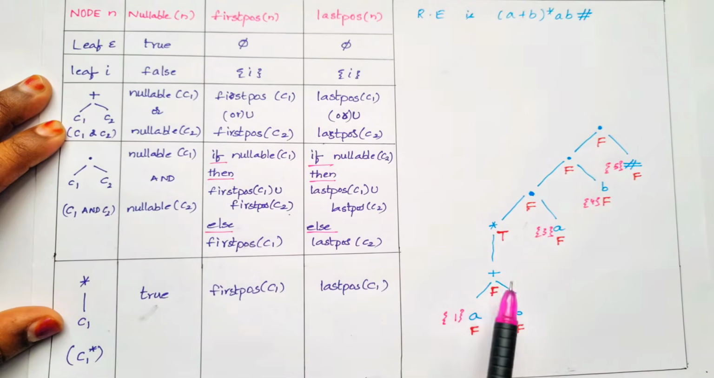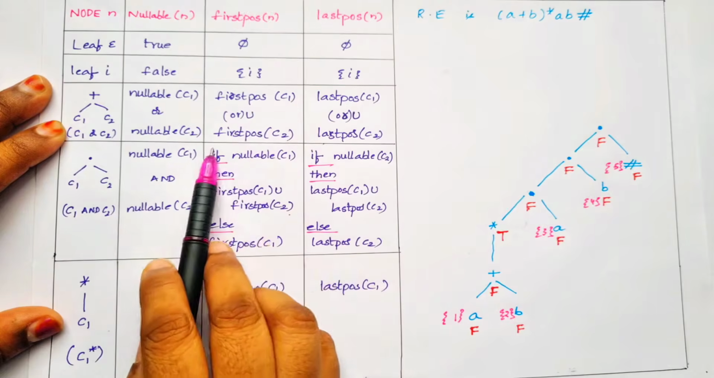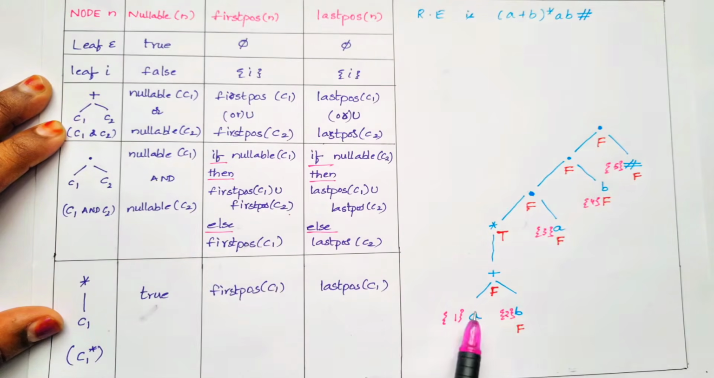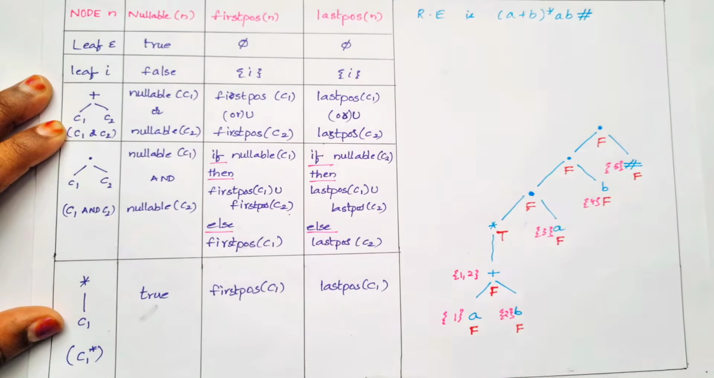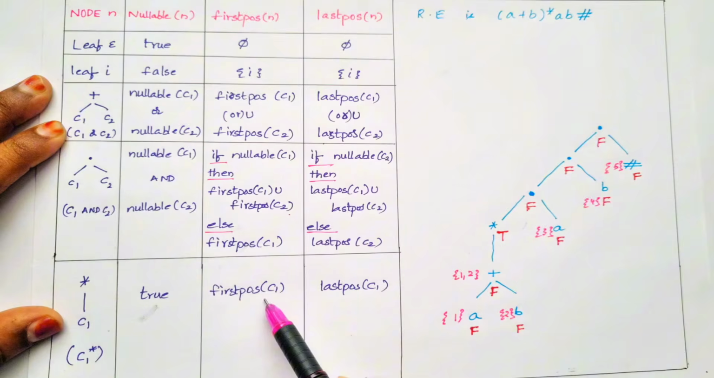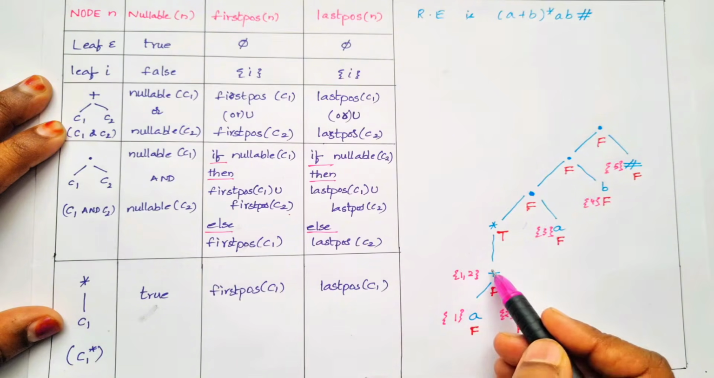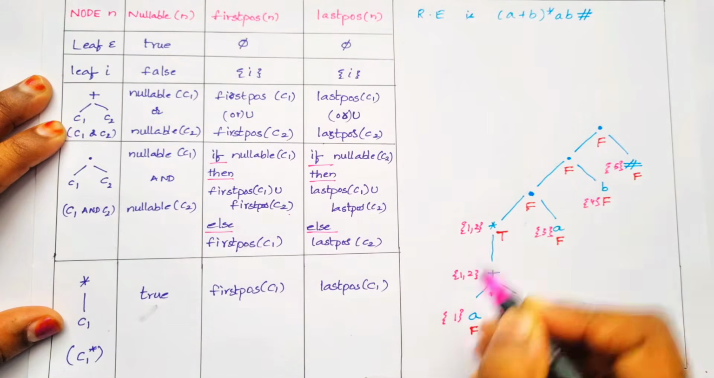Next, coming to the plus node. If it is the plus node, what you have to do? First position of C1 union first position of C2. What is C1 for this plus node? a. C2 for this plus node is b. What you have to do? 1 union 2 means you will get 1 comma 2. Next, star. See here, it is first position of C1. Whatever you are having for C1, that one you will get here. It is 1 comma 2.